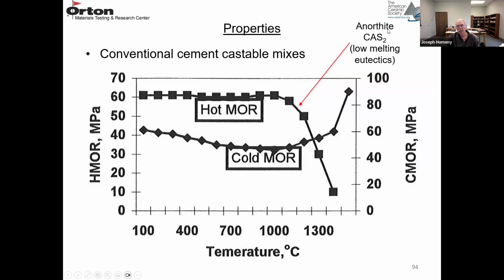In this case, it's probably anorthite, which is CAS2, where C is calcium oxide, A is aluminum oxide, and S is SiO2. So these have low melting eutectics, so the hot MOR will decrease. So cold MOR is a good measurement to make for quality control, but it really doesn't tell you what's going to happen at use temperatures.